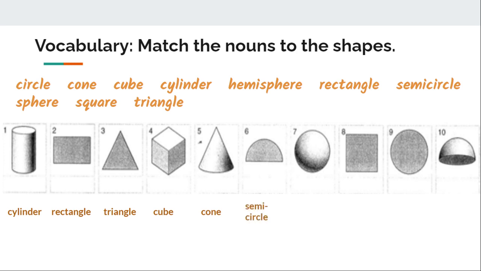semicircle, or semicircular when we talk about the adjective, sorry. And here we are talking about nouns. 7, we have sphere. 8, we have square. 9, circle. 10, a hemisphere.